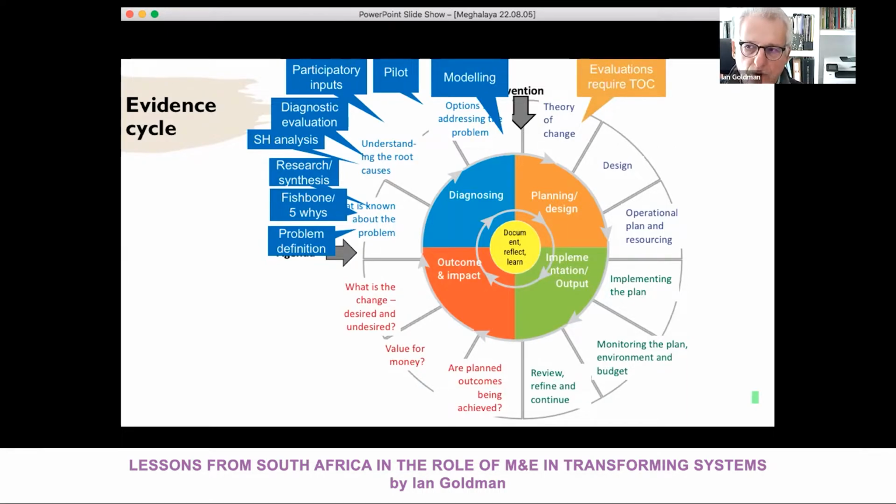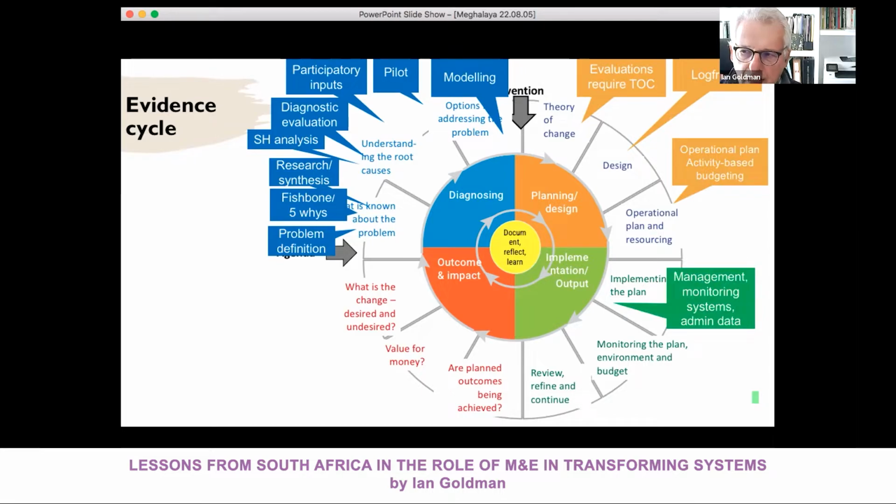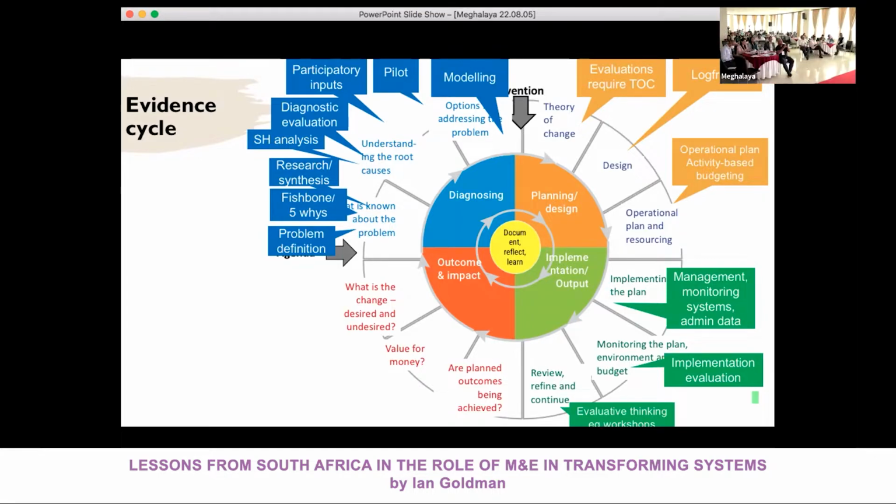Then hopefully you will do a theory of change. Actually, theories of change are not common. In South Africa, we introduced them through evaluations, and now they've been introduced into the planning system, but they weren't there before. You've got things like log frames in your design process and some form of operational planning, activity-based budgeting, etc. Then in the implementation quadrant, there are your management systems, your monitoring systems, the administrative data you're collecting, and you can also do implementation evaluations during the process to see how things are working and how things can be strengthened. And there are evaluative thinking type models.